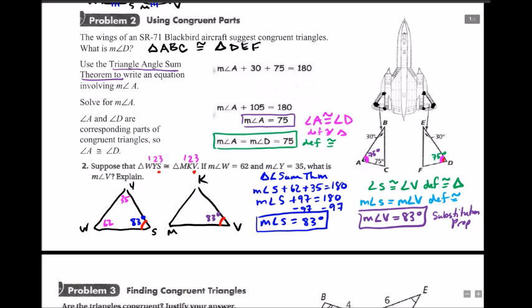We could also very easily say, because M and W are corresponding and congruent, we put in 62 degrees there. K and Y are corresponding and congruent, so this would measure 35. Because our corresponding triangles, our congruent triangles, have congruent corresponding parts. Okay, that was fun.